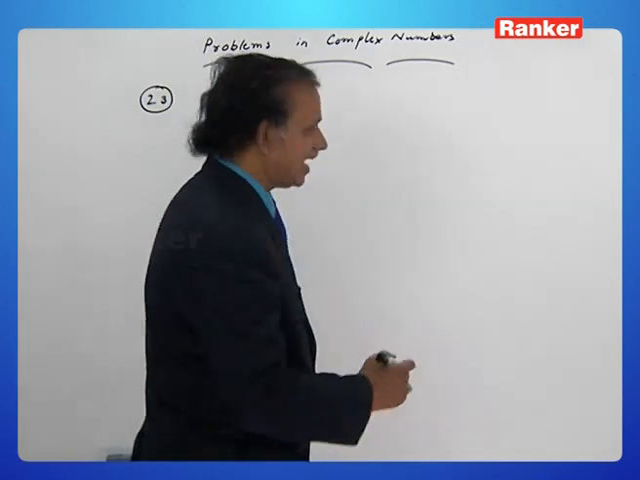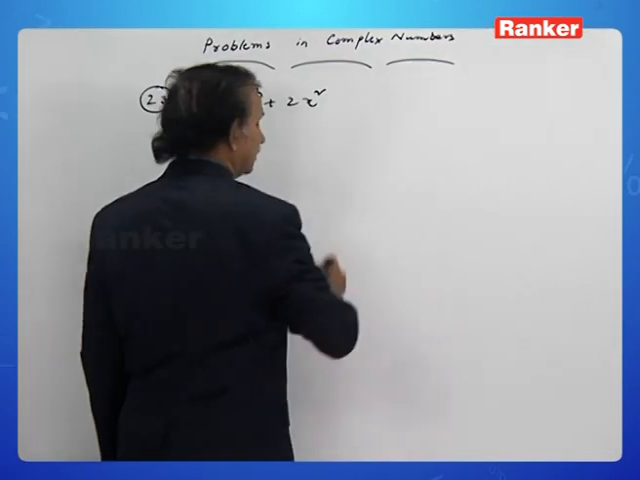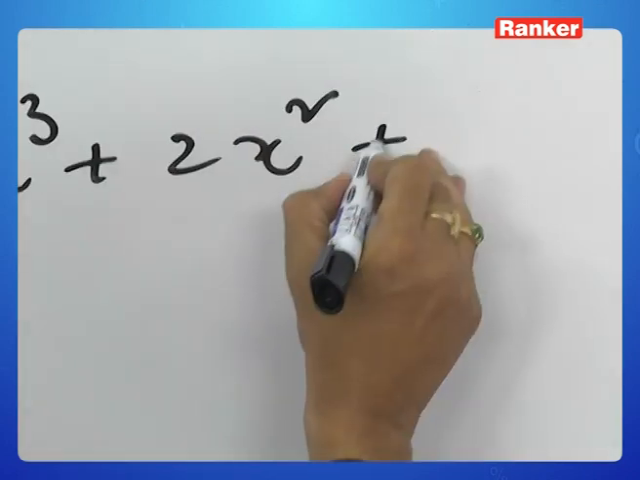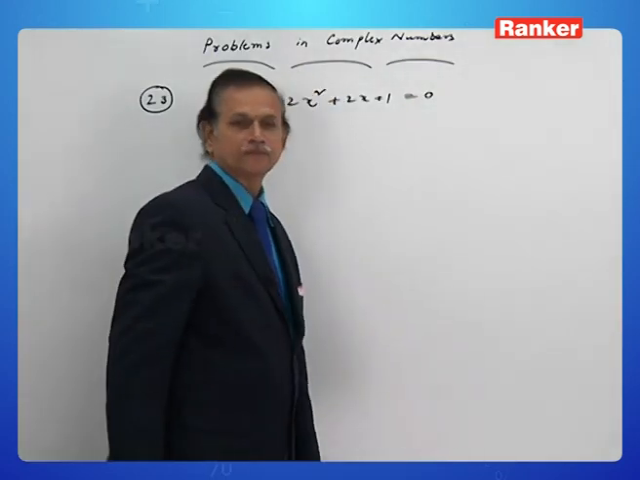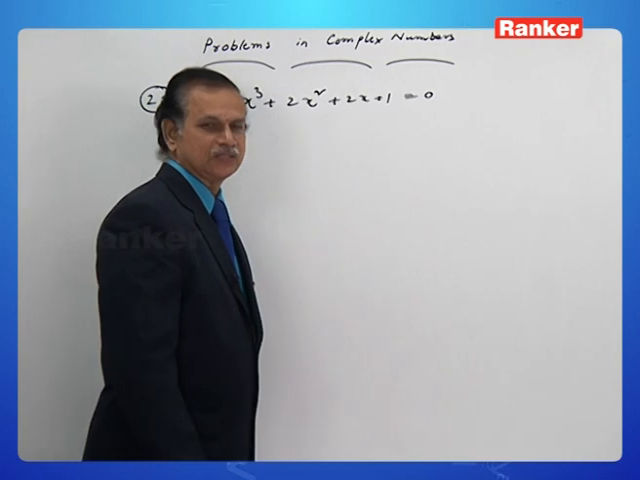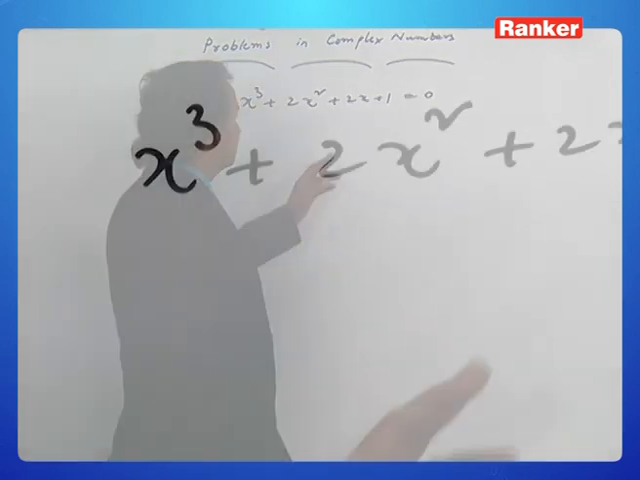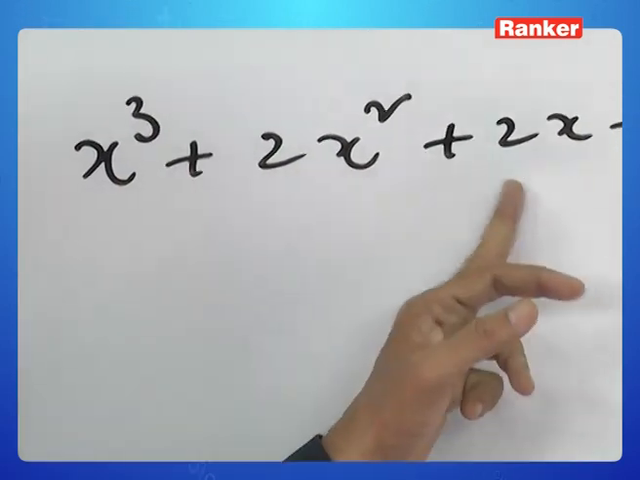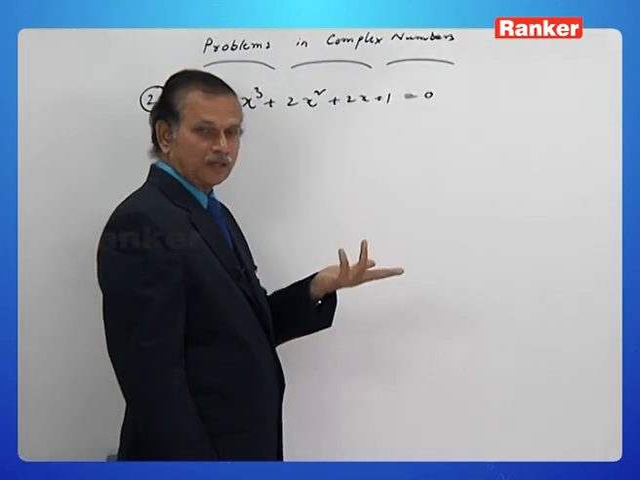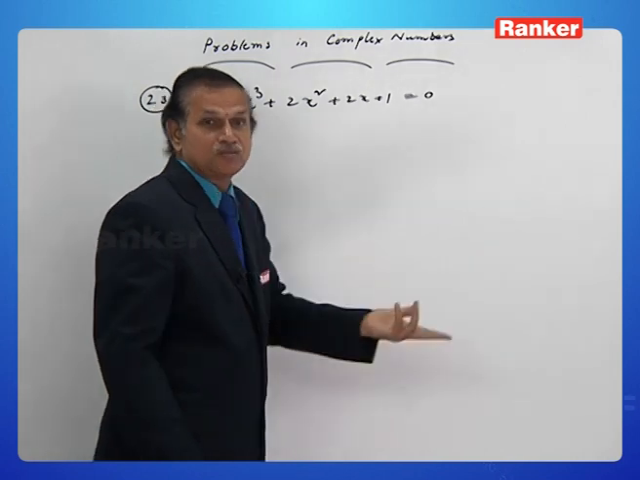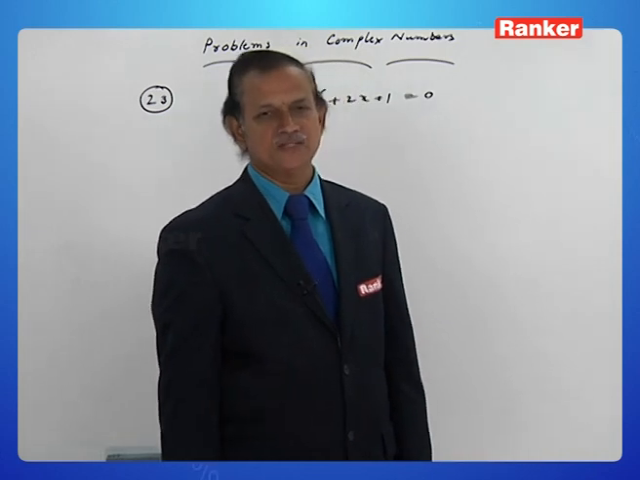The first equation, what is that? x cube plus 2x square plus 2x plus 1 is equal to 0. You observe, the sum of the coefficients of odd powers of x is 3. That of even powers of x is 3. 3, 3 equal. What do you understand? x plus 1 is a factor, no doubt about it.